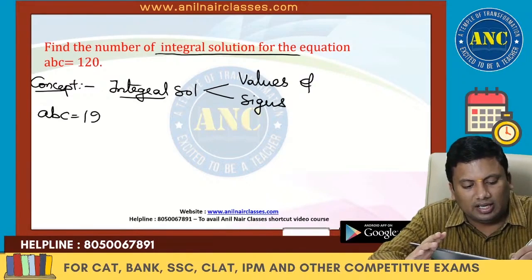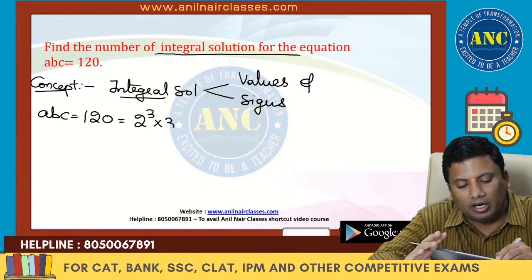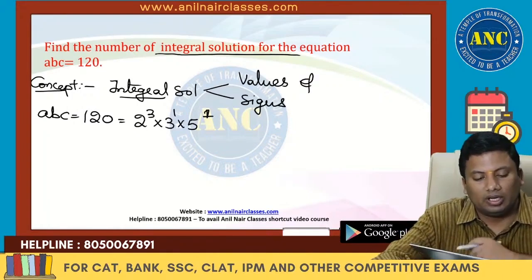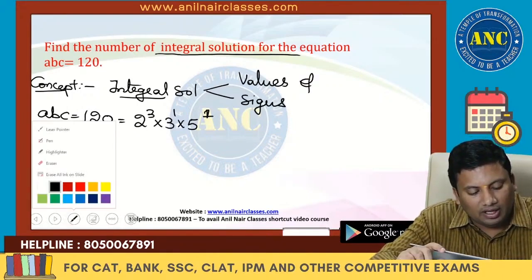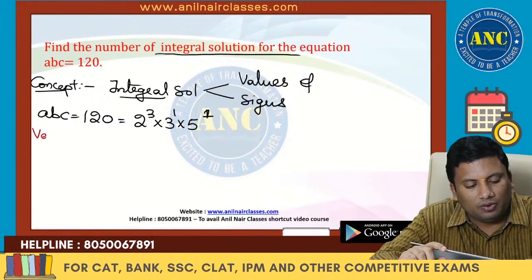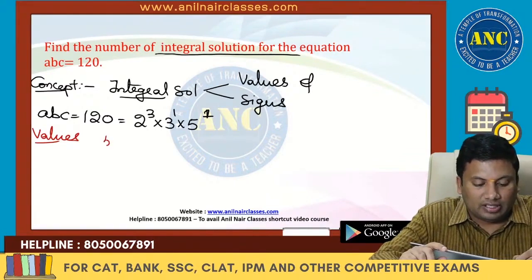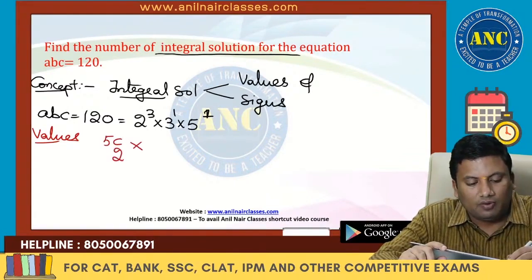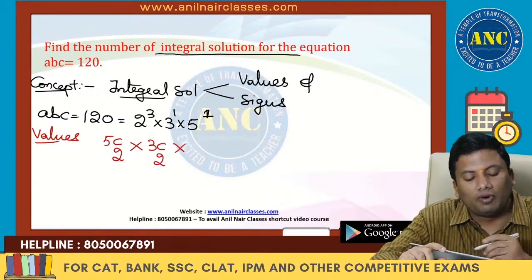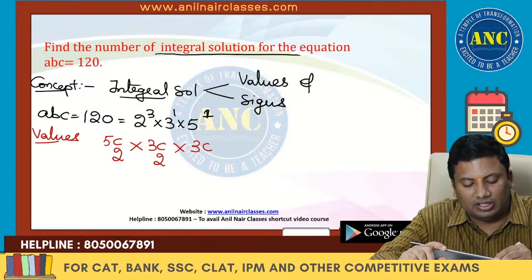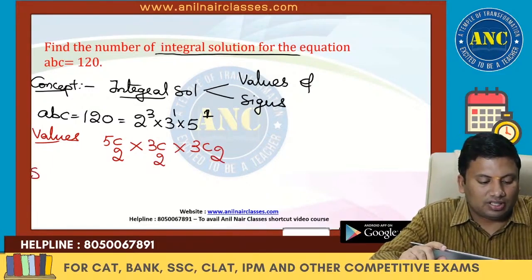ABC is nothing but 120. 120 is nothing but 2 cube into 3 into 5. First we will do the values. 3 plus 3, 6, which is 5C2. 1 plus 3, 4, which is 3C2. These are the values. Next, the signs.